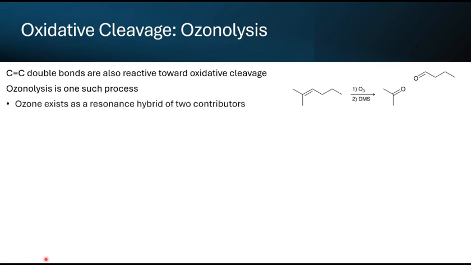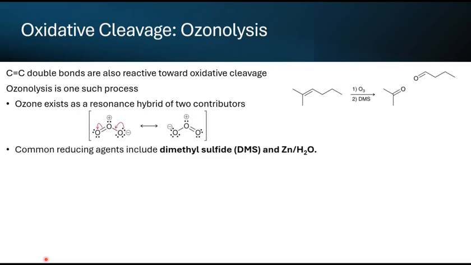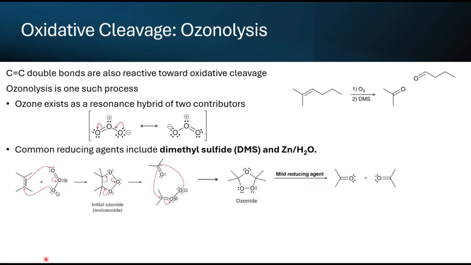Ozone exists as a resonance hybrid of two contributors. Common reducing agents include DMS, dimethyl sulfide, and zinc in water. Here is the mechanism of the addition of ozone. Once ozone adds, we see the breaking of the sigma bond between the two carbons, resulting in two carbonyl groups. We have the ozonide species that is also formed. A mild reducing agent frees them up.